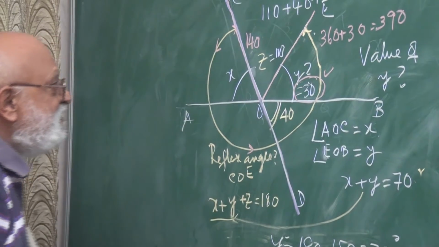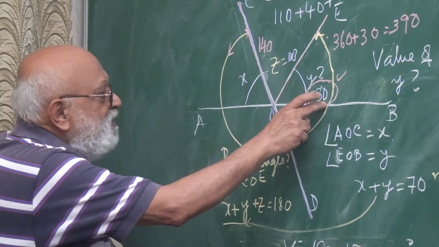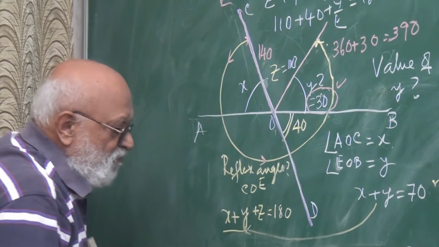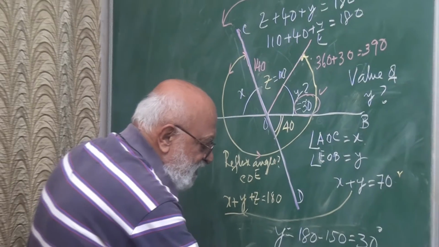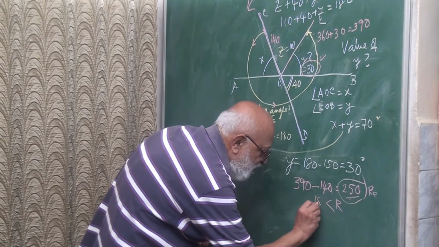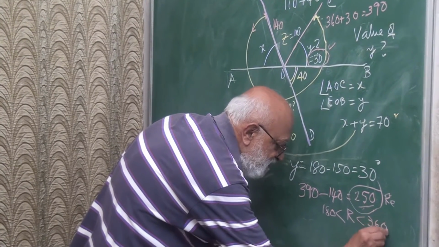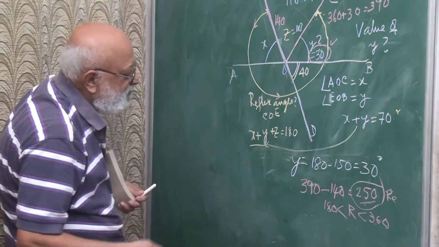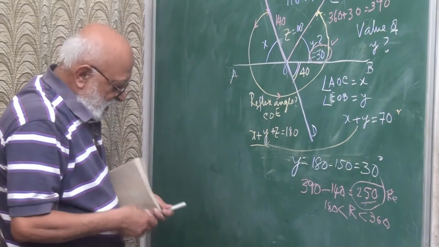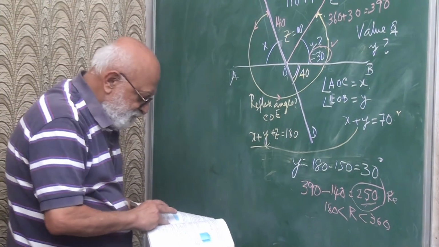Some students make a mistake in this reflex angle by ending it here. No, you don't end it here. The only thing you have to check is whether this angle is greater than 180, because the reflex angle definition is greater than 180 and less than 360. This you have to ensure. If you make some mistake and it becomes lower, recheck your calculations. You have understood?